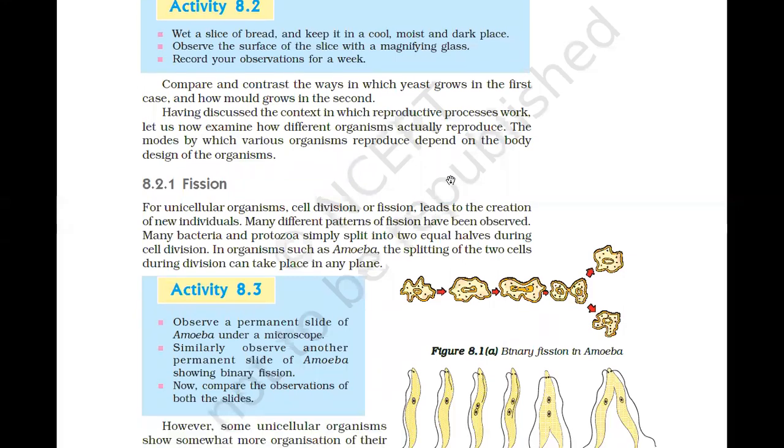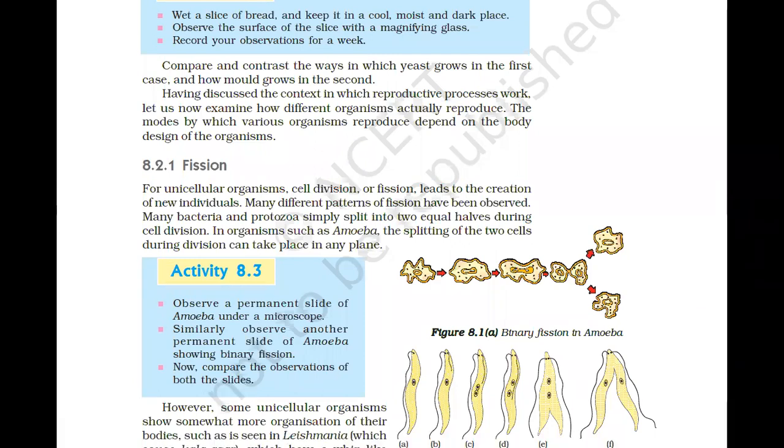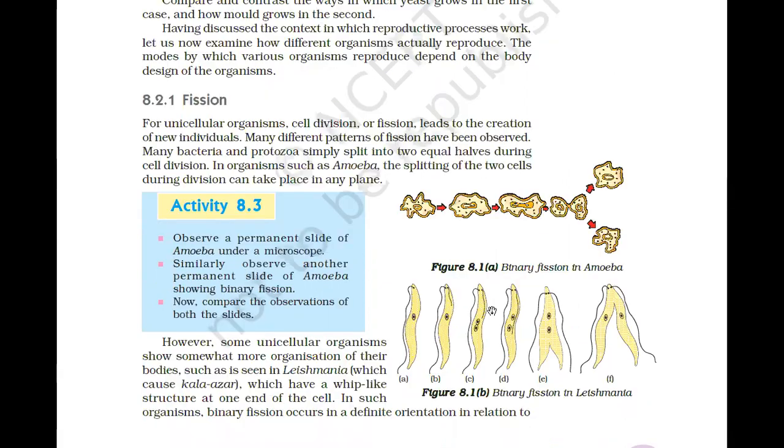Having discussed the context in which reproductive processes work, let us now examine how different organisms actually reproduce. The modes by which various organisms reproduce depend on the body design of the organisms. Fission. For unicellular organisms, cell division or fission leads to the creation of new individuals.